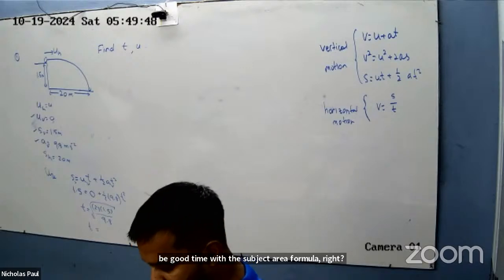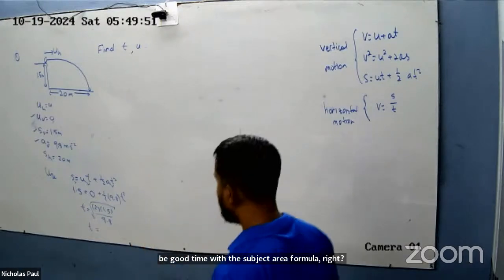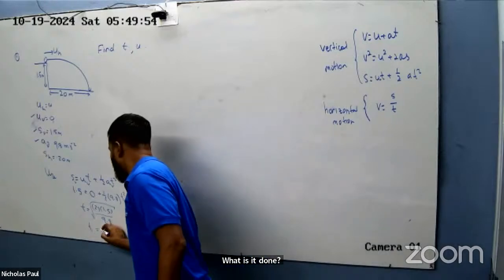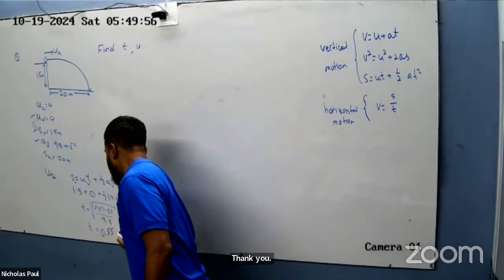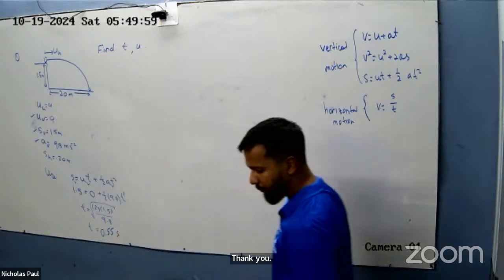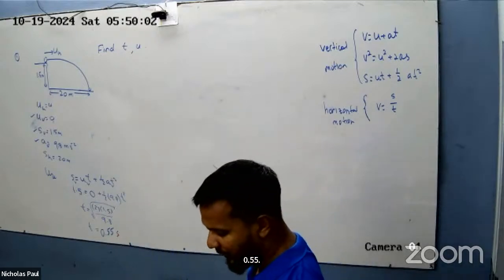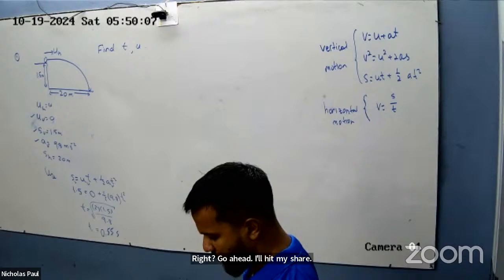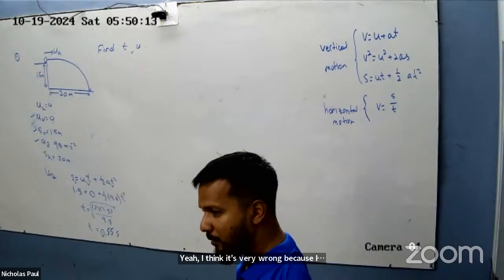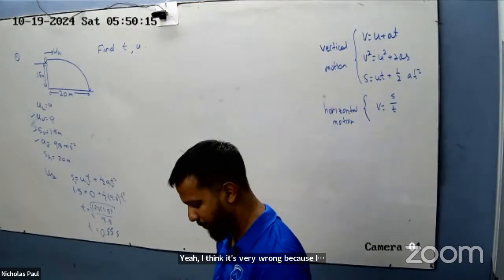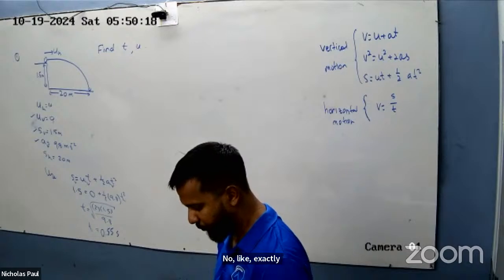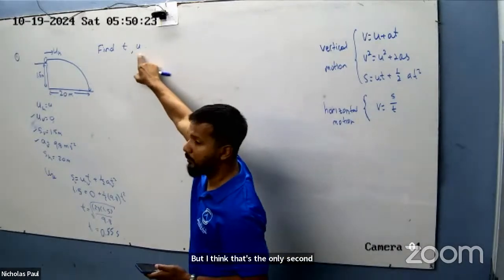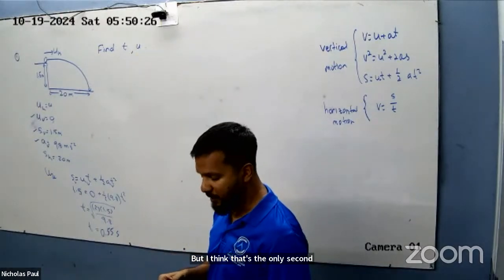What is that? 0.55 or 5? 0.557. Right? Go ahead, ask the question. No, I got it very wrong. Go back to the question, check it out. What's the next thing to find? Find the initial velocity.